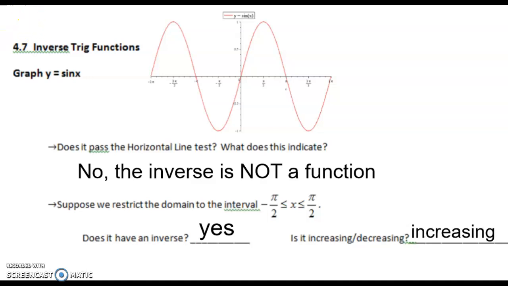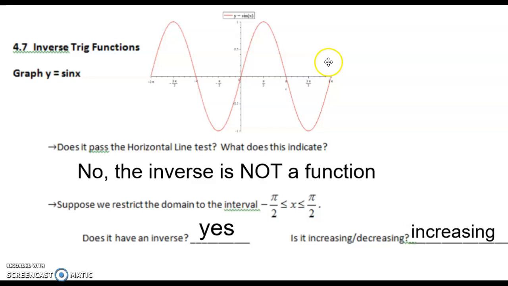So here I have an example of our sine graph, just our parent function, the sine of x. By passing the horizontal line test, I would be able to draw a horizontal line anywhere on the graph, and it should only hit it at one point. You can see this fails the horizontal line test because I could hit the graph at multiple points when I draw a horizontal line.